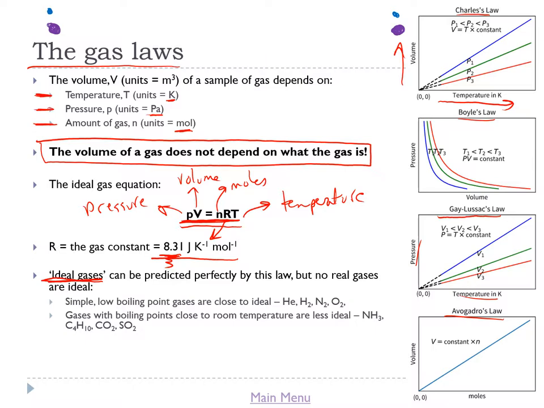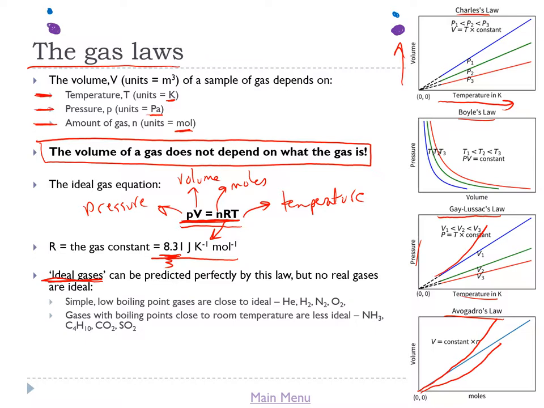Now, these are all ideal gases. If we had a non-ideal gas, what you would see is that you wouldn't get these nice straight line graphs. They would sort of veer off like that, or they do something like that. This one might do that. So we find that in reality, there are no ideal gases, but we can talk about gases that are more or less ideal.